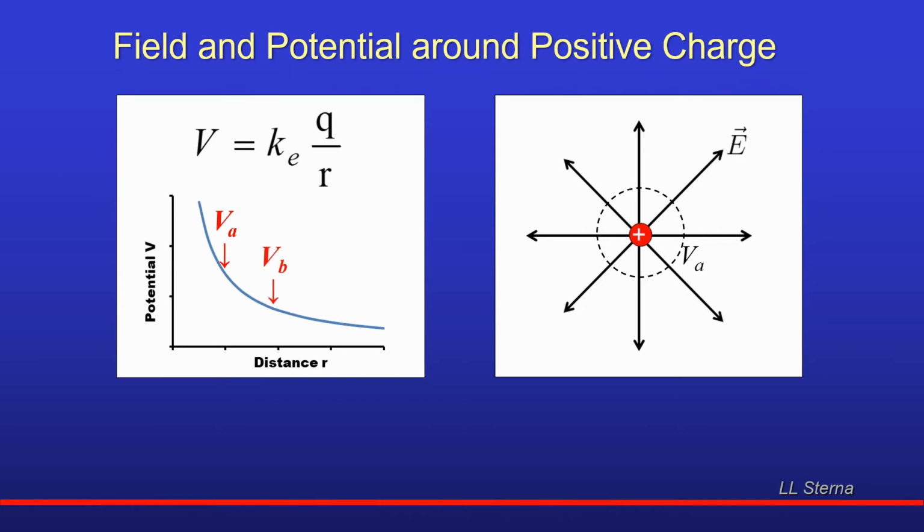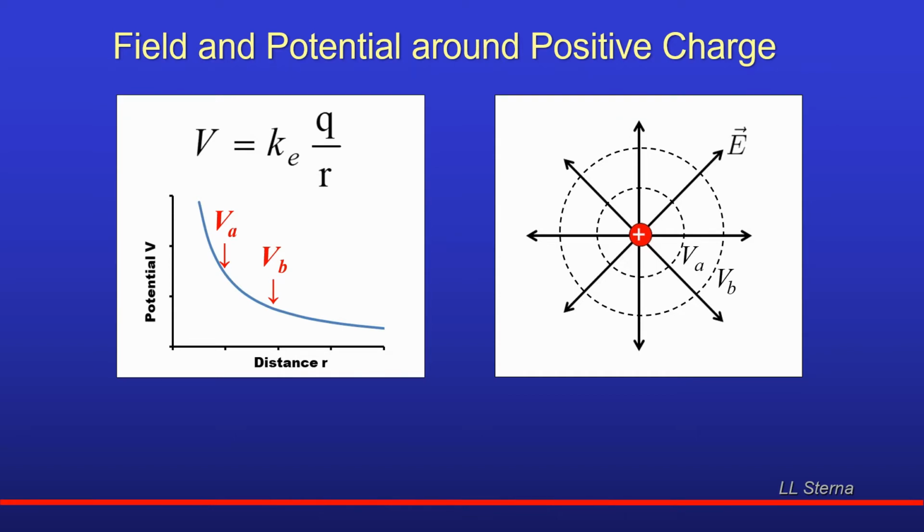Let's suppose we take another value of potential about twice as far from the charge. We'll call it V sub B. So let's go to the picture on the right and see what V sub B will look like. The dashed line, it's about twice as far from the charge as the previous one, represents V sub B. The potential is the same everywhere at that distance from the charge.